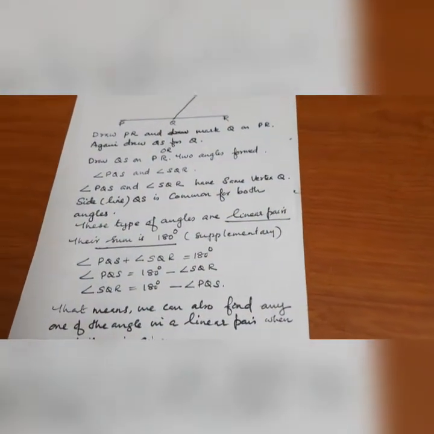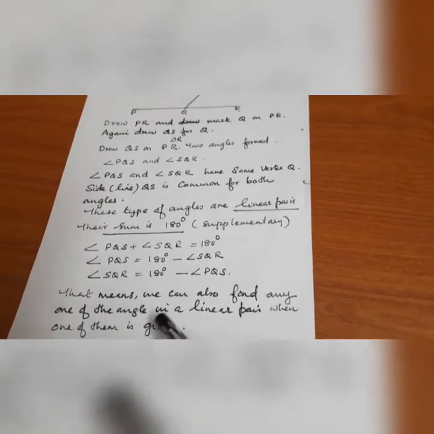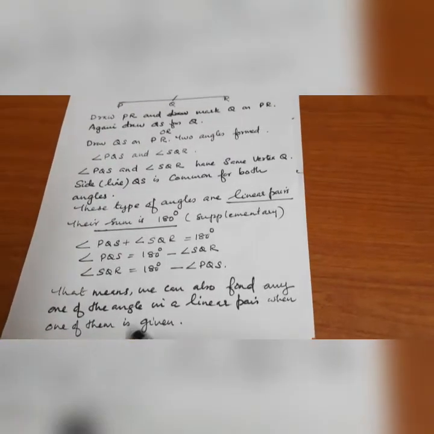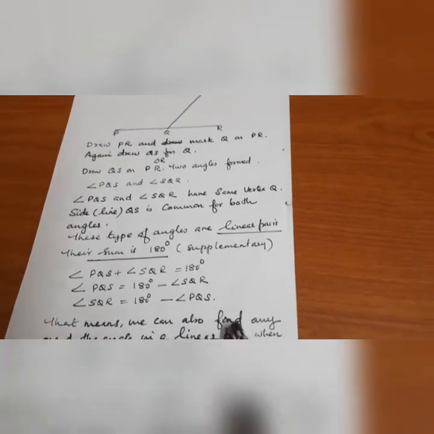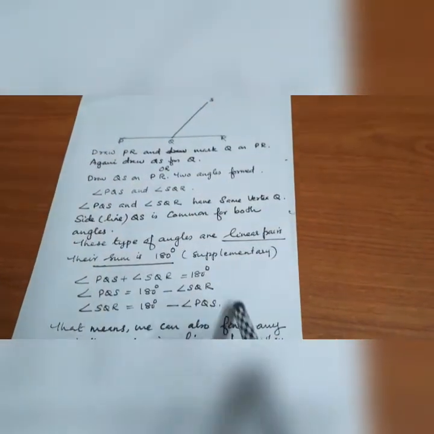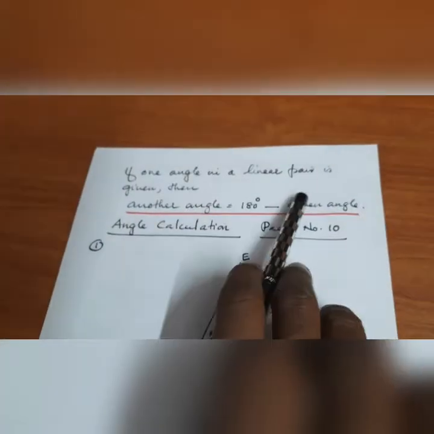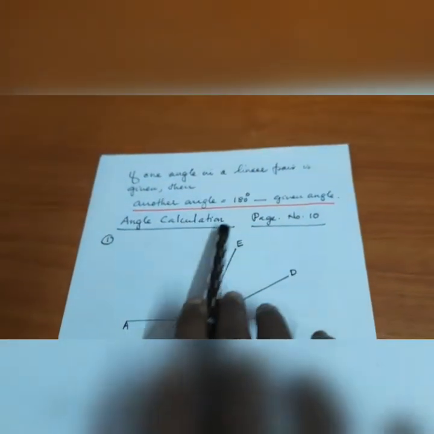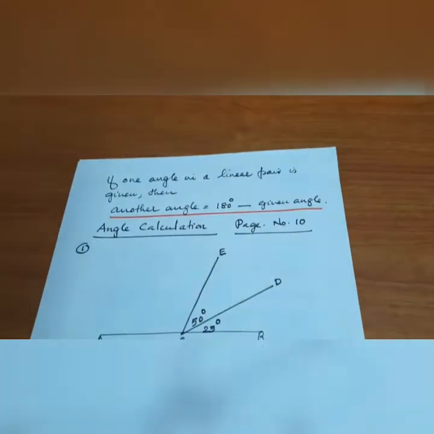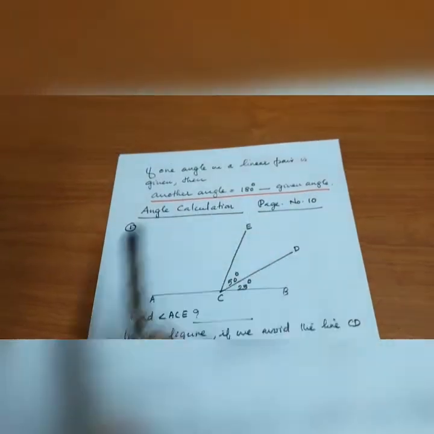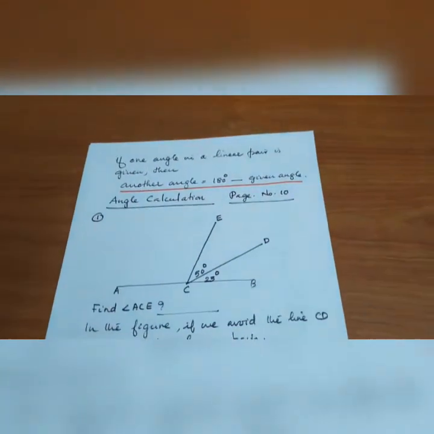That means we can find any one of the angles in a linear pair when one of them is given. If one angle of a linear pair is given, then the other angle is equal to 180 degrees minus the given angle. Then take page number 10, angle calculation.